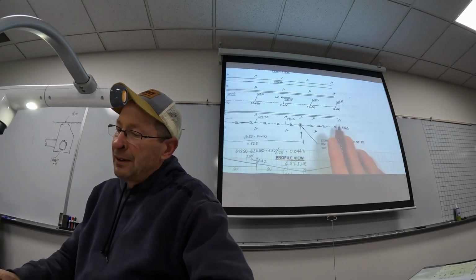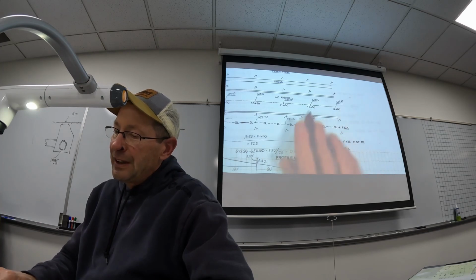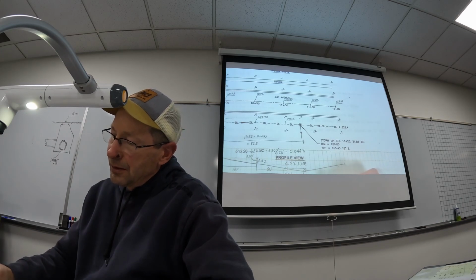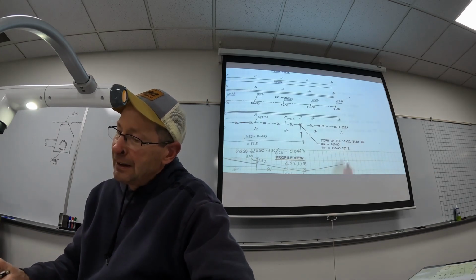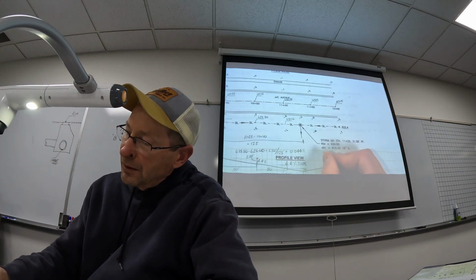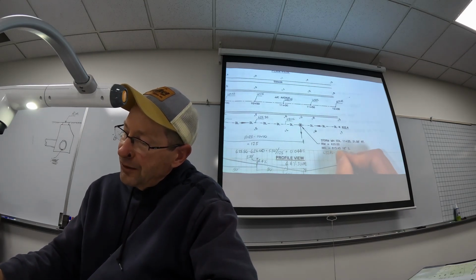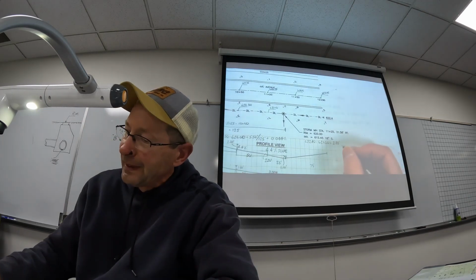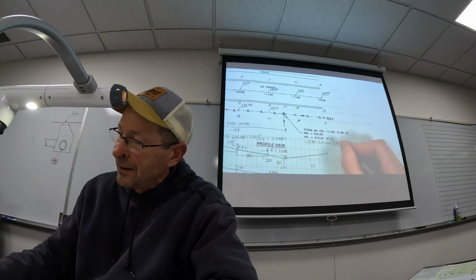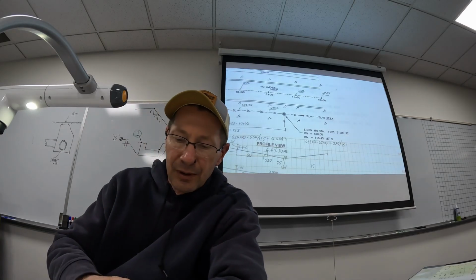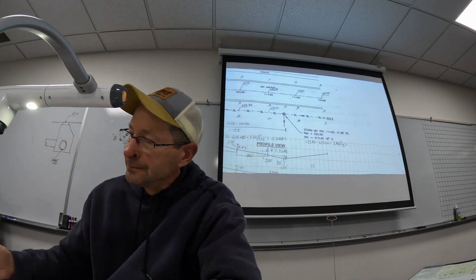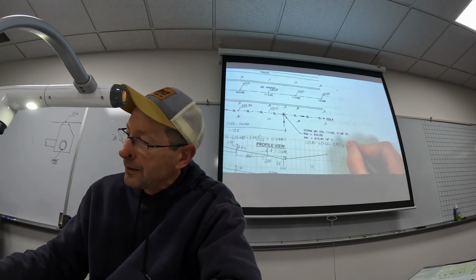How far is it? It's 25, it's 50. It's going to be 75 feet total. How far is it dropping? 622.40 minus 620.0, so it drops 2.4 feet over 75 feet. So what's my slope? I get 3.2%.